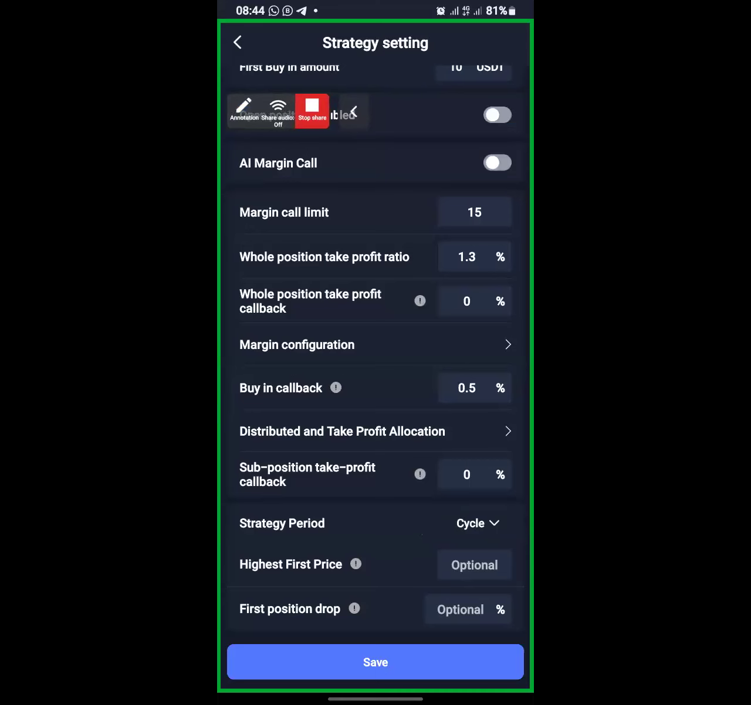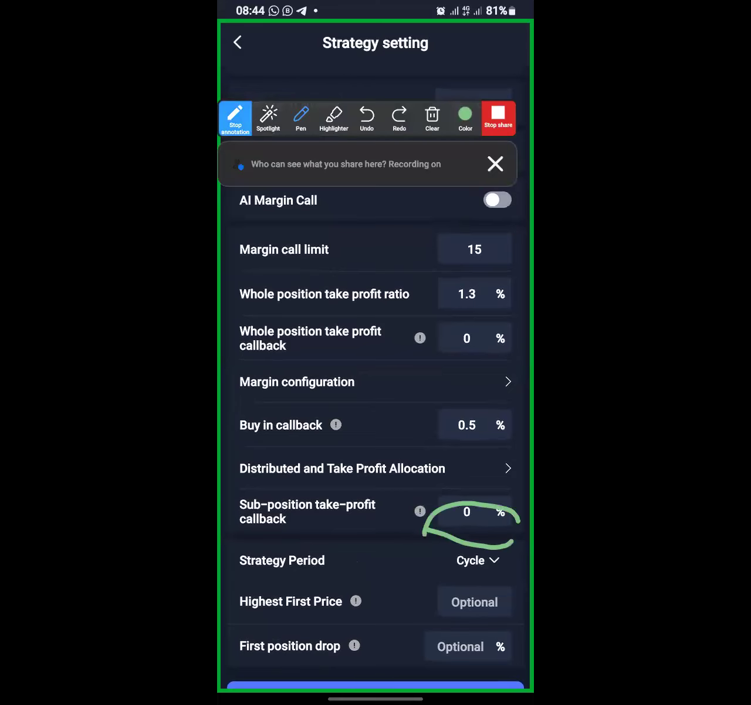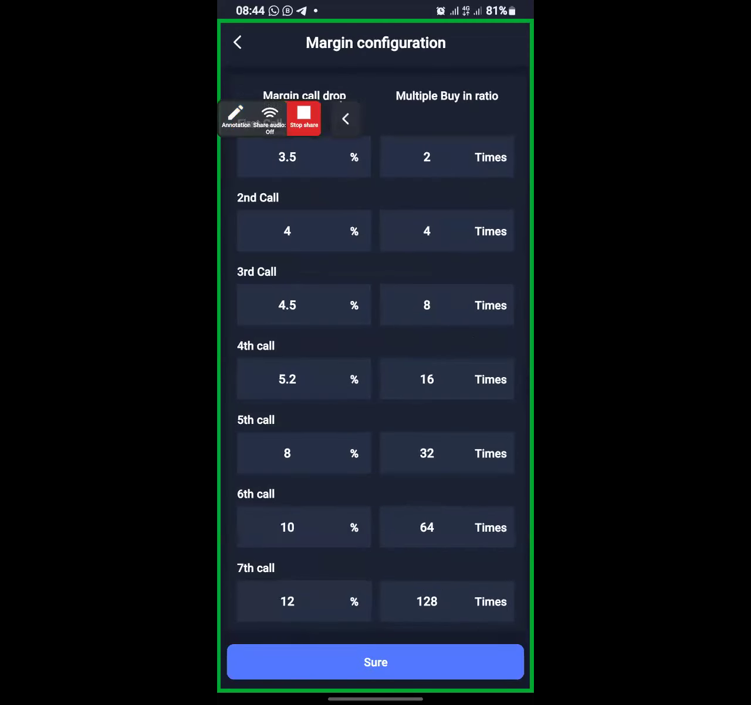After that, we are going to look at what we call the margin configuration. After putting in my settings, I'm using $500. Click on margin configuration. Let me hope, guys, we are following. When you click on margin configuration, you'll be given this section.